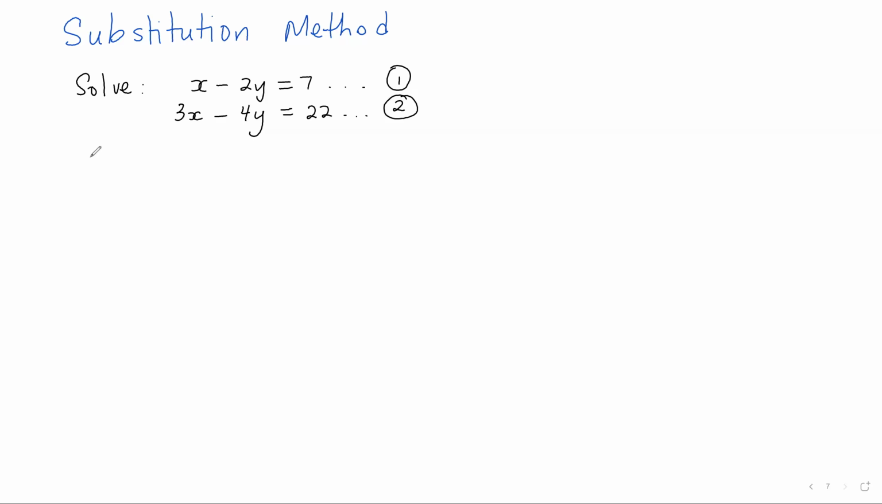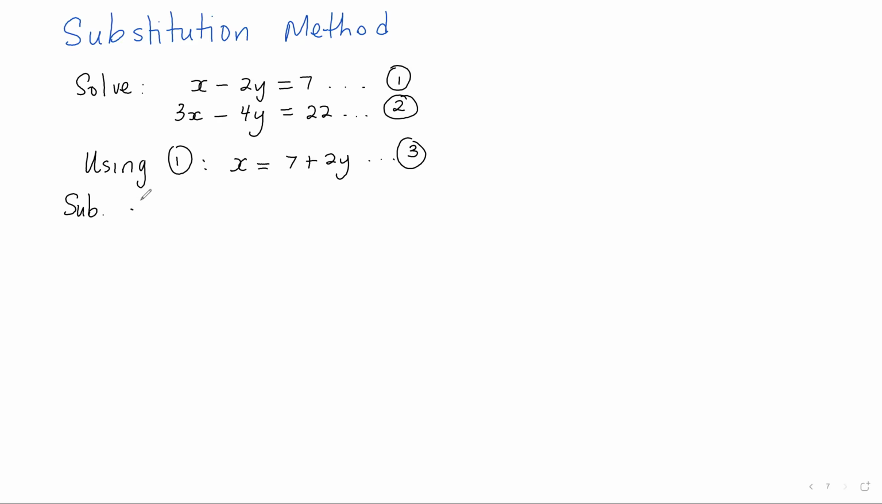So from equation 1, x is equal to 7 plus 2y. All I did there is move minus 2y to the other side of the equation. Once I have x by itself, so x is equal to something, I can substitute that into the other equation. Let's call x is equal to 7 plus 2y equation 3.